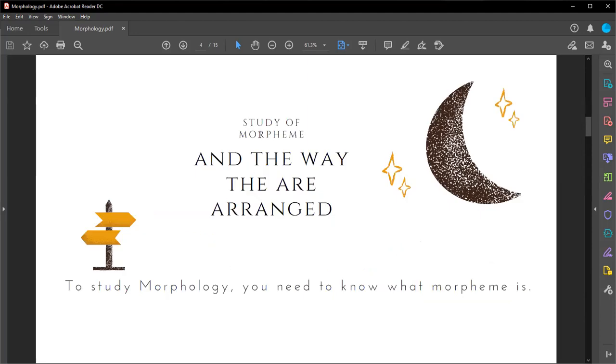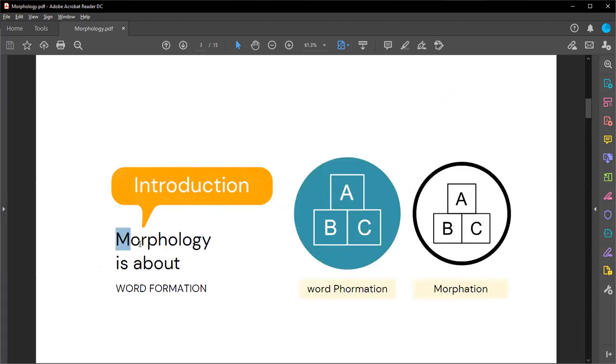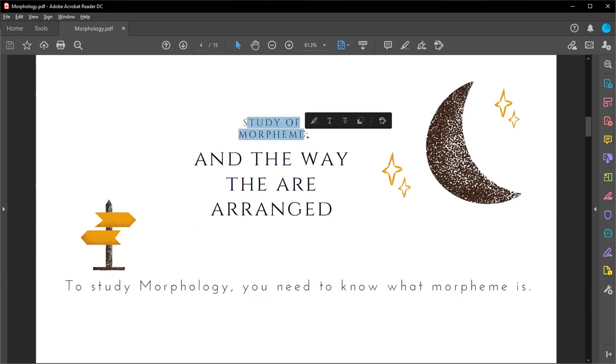So let's talk about the study of morpheme. Since we are done with morphology, we have morpheme. Just like phonology has phoneme, morphology has morpheme. What is morpheme? Morphology is the study of morpheme. The morpheme is the basic unit of a word. When we talk about a word, it is the morpheme. Or maybe not just a word. Let's explore more afterwards. So morphology is the study of morphemes and the way they are arranged.